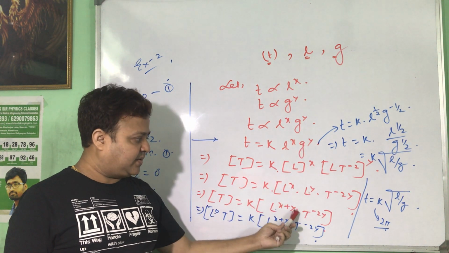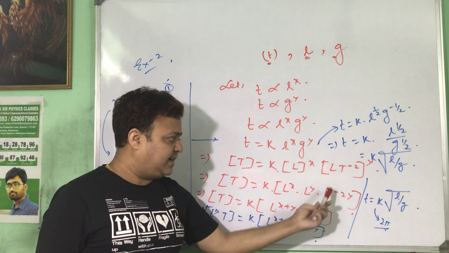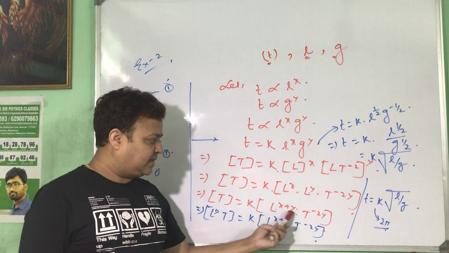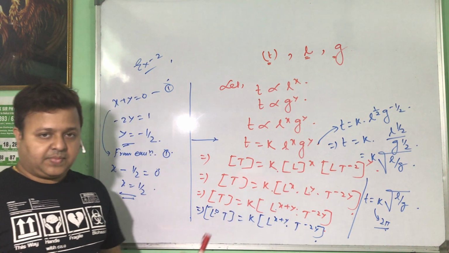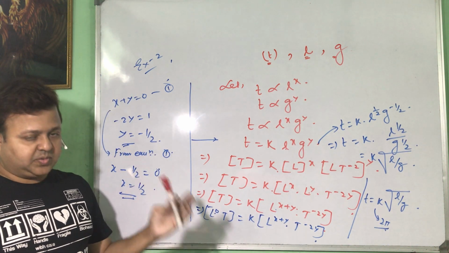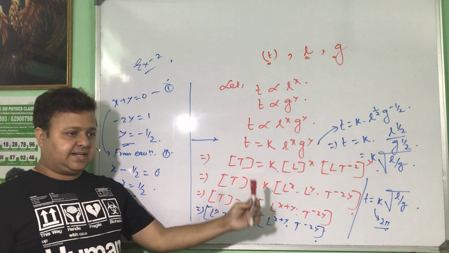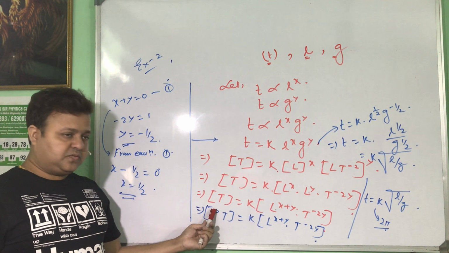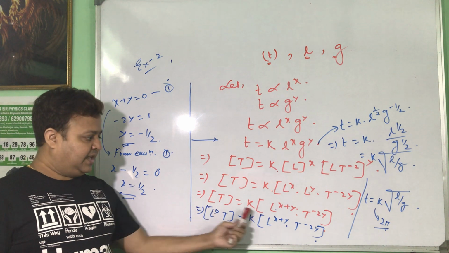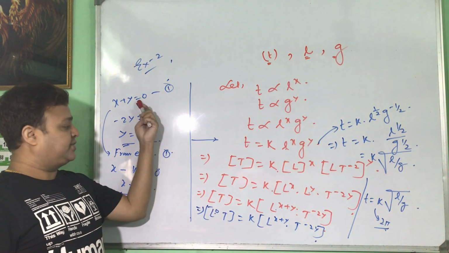Then the dimension becomes L to the power x, L to the power y, T to the power minus 2y. So L to the power x plus y. This is an equation in physics, so according to the homogeneity, dimension of left hand side equals the right hand side. Here the power of L is 0, something to the power 0, that is 1. Here x plus y, so x plus y equal to 0.